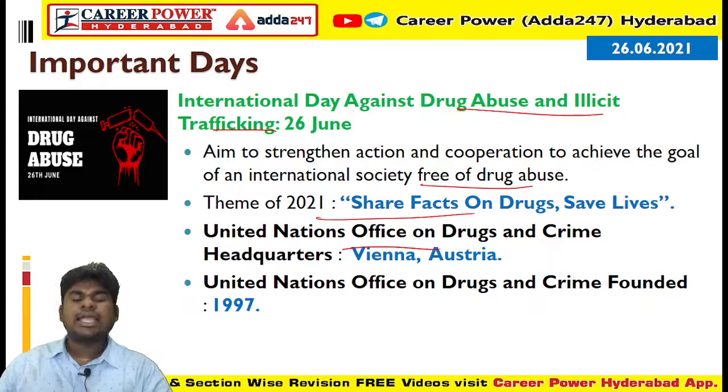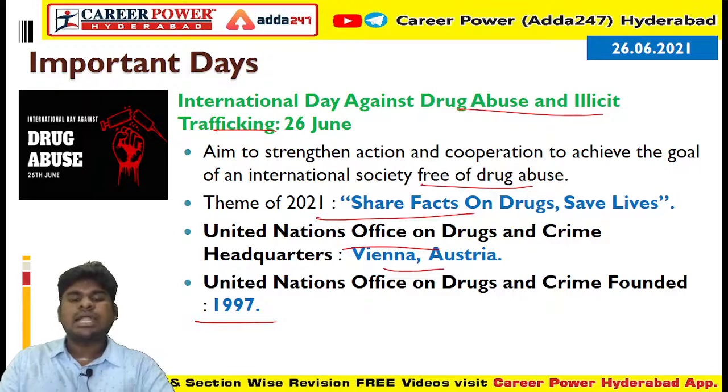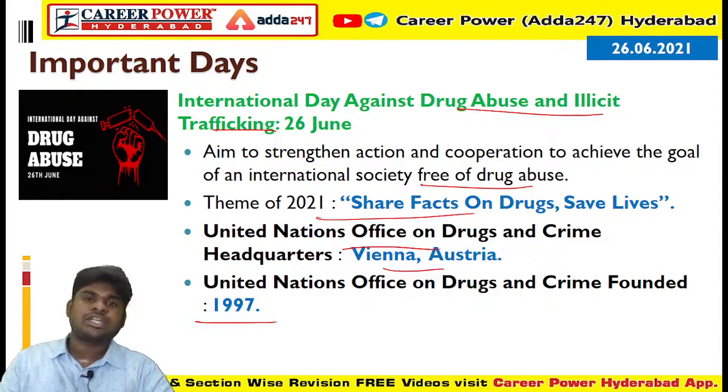This day is conducted by the United Nations Office on Drugs and Crime, headquartered in Vienna, Austria, and founded in 1997. It's a UN special agency mainly to eliminate drugs in the society and to have a society free of drug abuse.